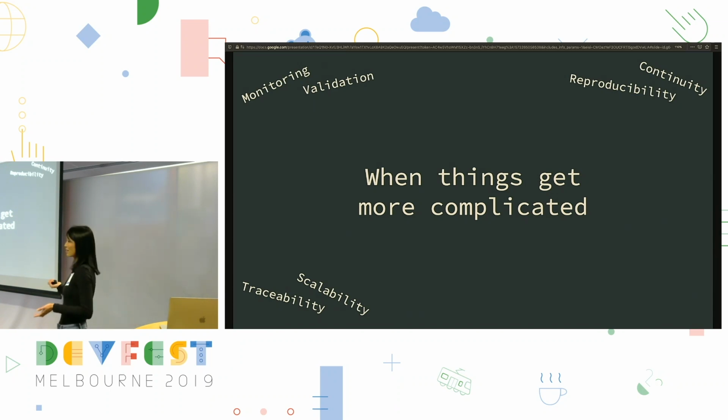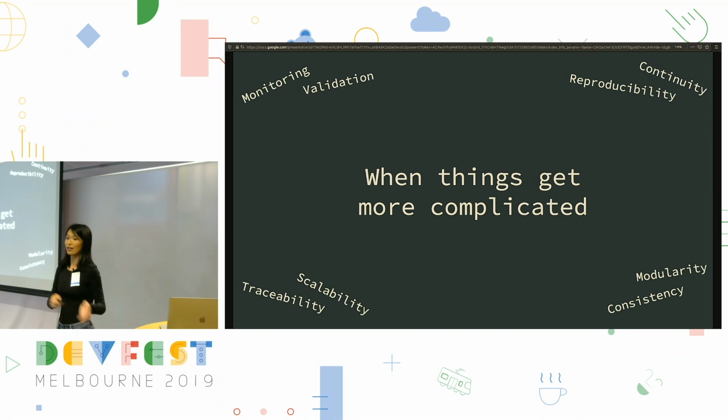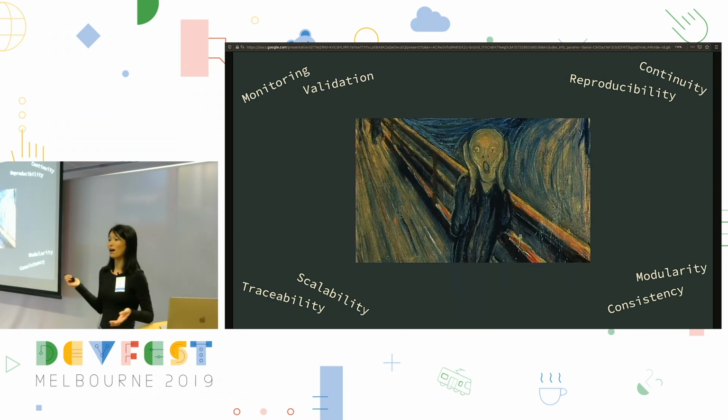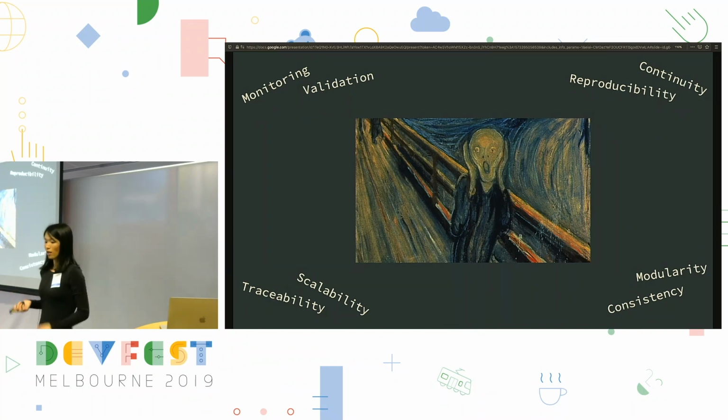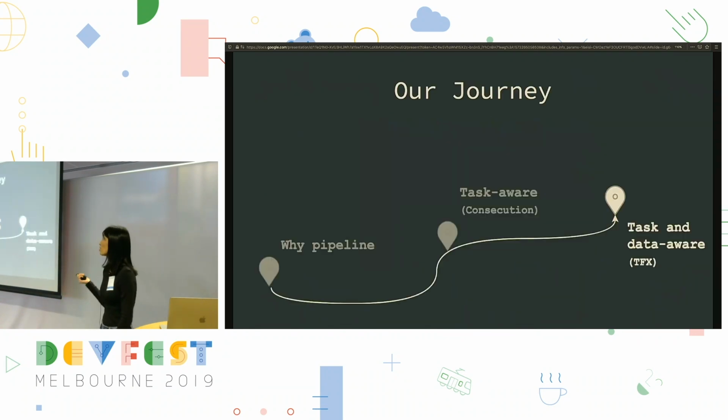With all these factors considered, I still want my pipeline to be as modular as possible, and the model between training and inference to be consistent. So there's a lot of things to worry about and it can get a little bit daunting. So at that point, a library framework like consecution doesn't suit my need anymore. What I'm looking at is not just a task-aware pipeline, but a task and data-aware pipeline.